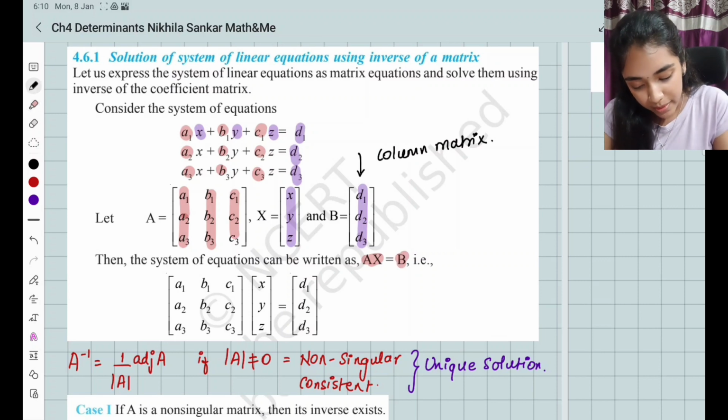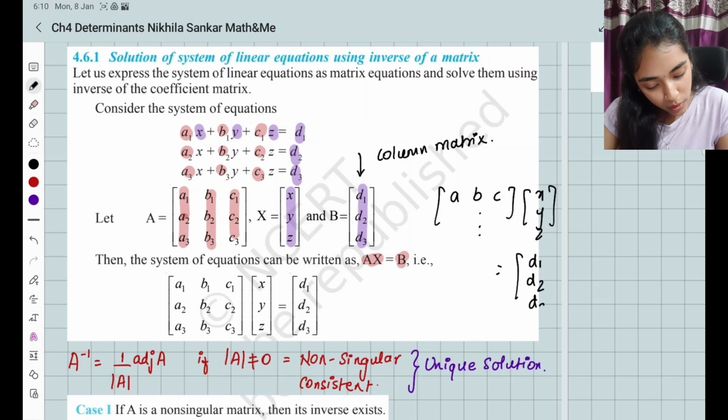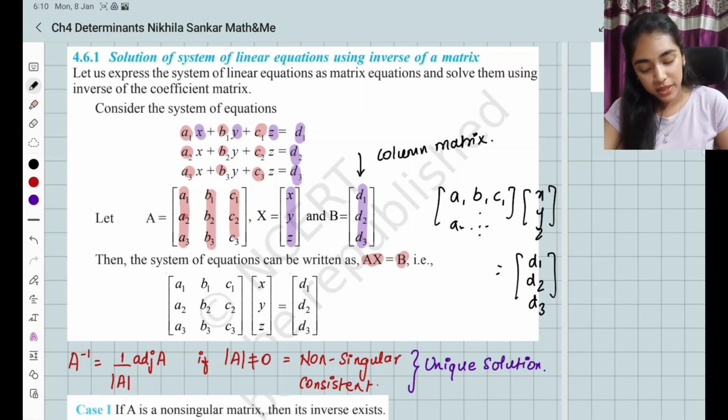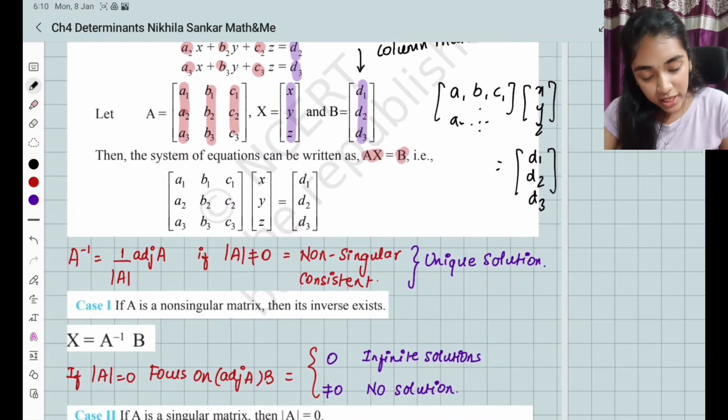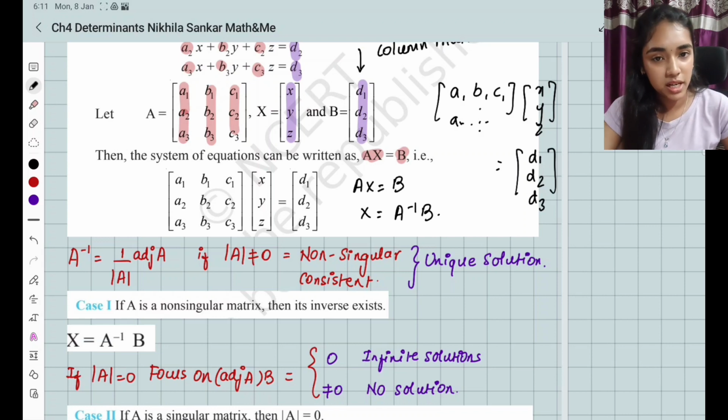புரியுதா? So you have the matrix A which is going to be A1, B1, C1 and so on, times x, y, z is going to give me the matrix B which is going to be D1, D2, D3. Okay. So this is going to be the matrix. So இதில x, y, z value எப்படி கண்டுபிடிக்க போறோம்? If you have AX equals B, then X equals A inverse times B. இப்படி தான் கண்டுபிடிக்க போறோம். Okay. So this is going to be the method that we are going to follow.